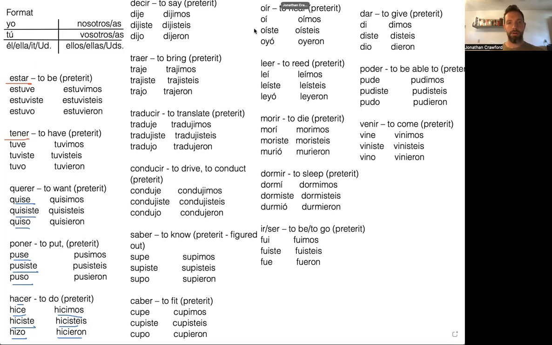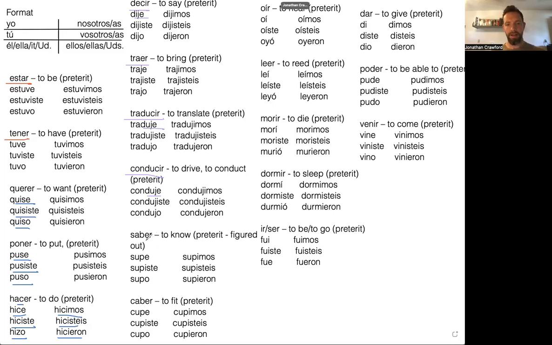All right. Now let's talk about these ones that have like a J. So yo dije. Decir, to say, I said. Yo dije, right? Tú dijiste. Él dijo, and etc. And you also have like a traje. So basically all of these ones, traducir and also conducir, all of these ones get a J. Yo conduje. Yo traduje. Yo dije. So they're all friends.